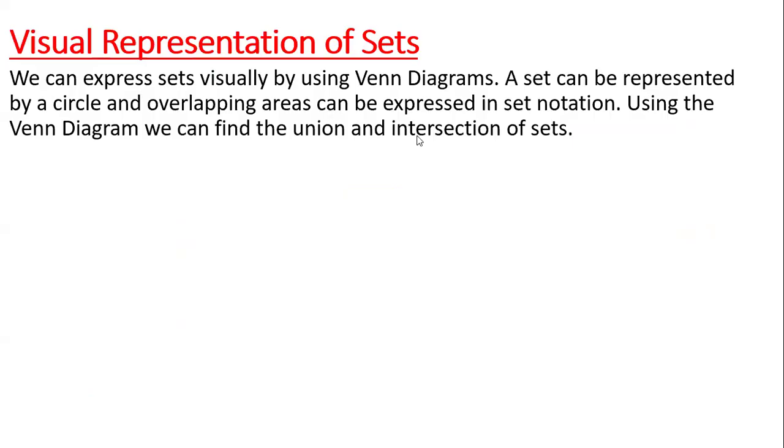Albert, can you read the following paragraph that I have? We can express sets visually by using Venn diagram. A set can be represented by a circle, and overlapping areas can be expressed in set notation. Using the Venn diagram, we can find the union of sets. Very good.